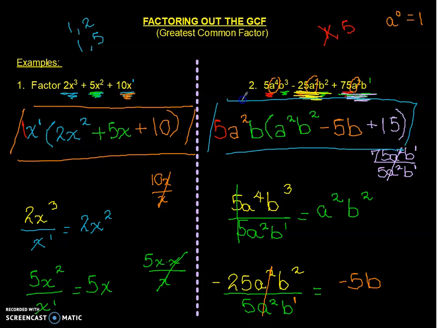And again, if you ever want to check it, just make sure that you distribute the GCF to each term in the parentheses. And remember, when you multiply like bases, you add the exponents.